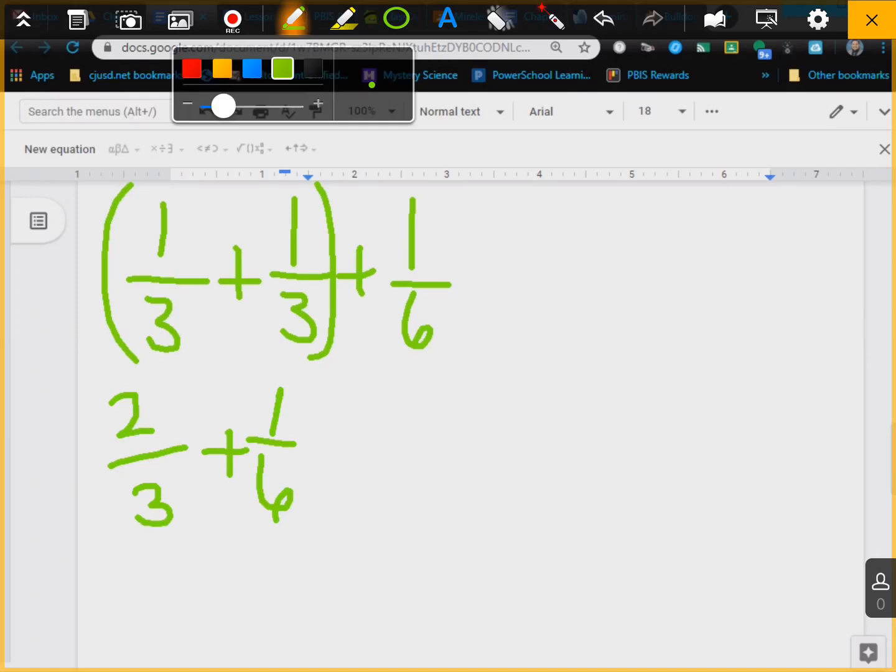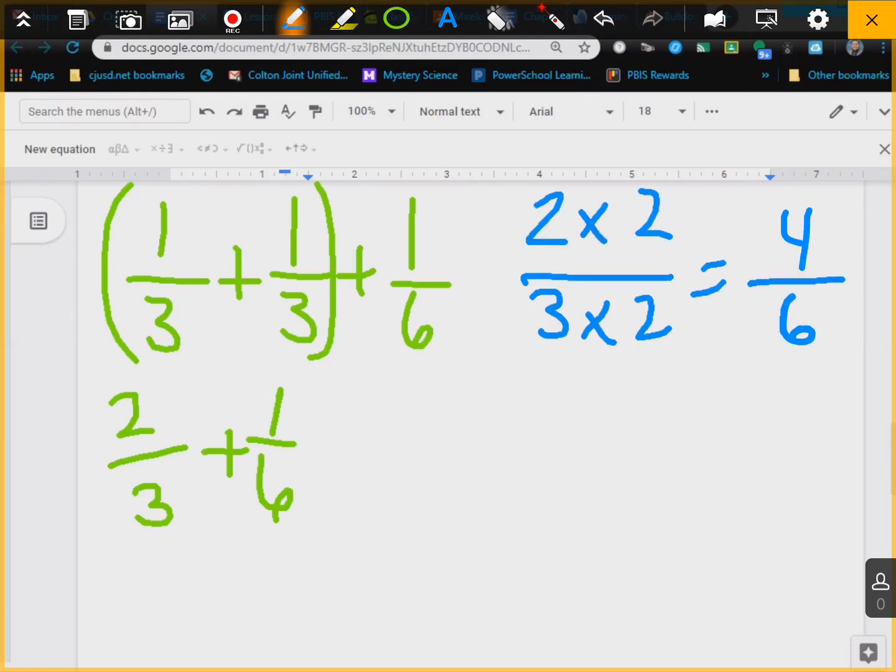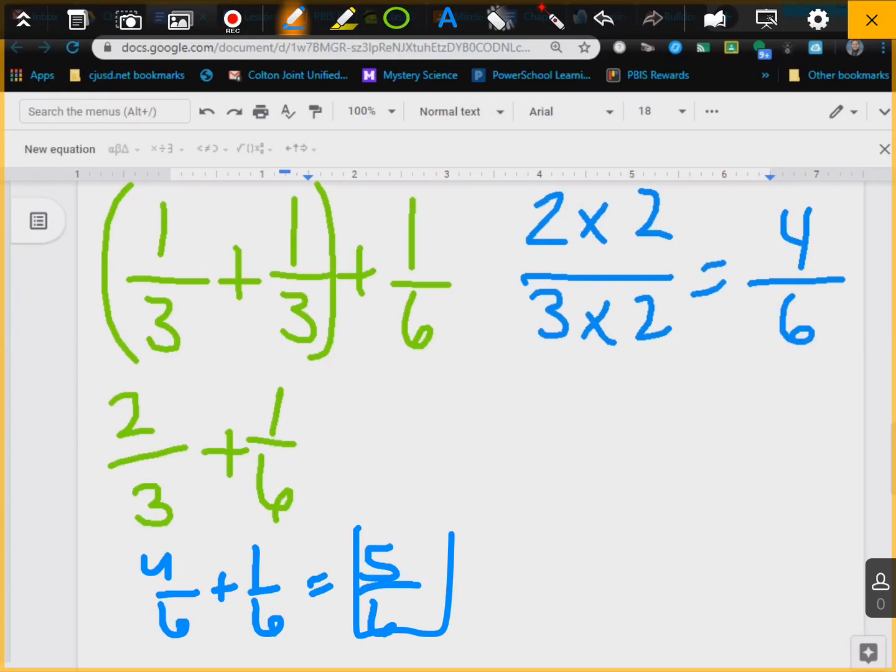And now I need to find a common denominator. I know 2 and 3 can be multiplied by 2 to make the denominator 6. 3 times 2 is 6. 2 times 2 is 4. So now I have 4/6 plus 1/6, which equals 5/6. So the total distance they traveled is 5/6. Let me see if I can make that a little bit neater. There you go, 5/6.